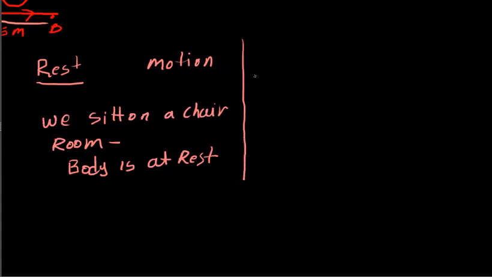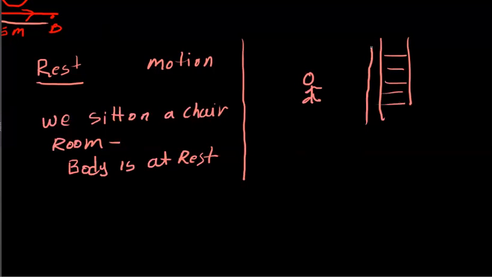On the other hand, if you are standing at a railway station and you see a train going by, let's say these are the tracks, and the train is going in this direction, what is happening is you are standing over here and the train is changing its position. The immediate surrounding is the railway station. The train is changing its position with respect to the railway station. So we say that the train is in motion.